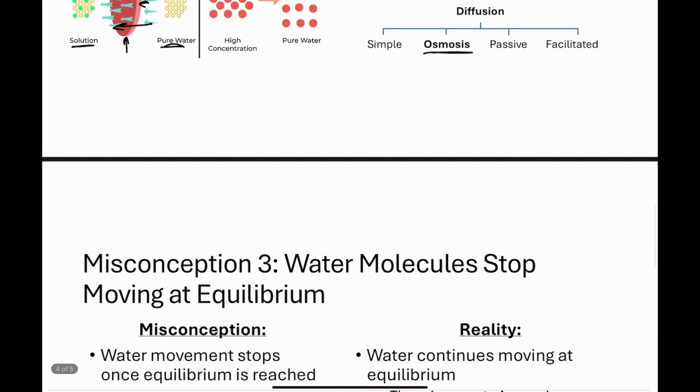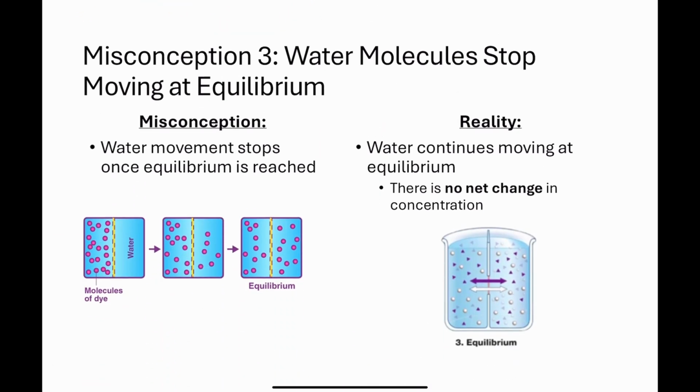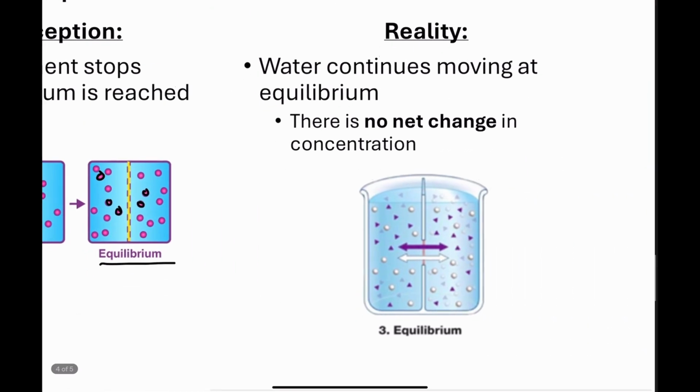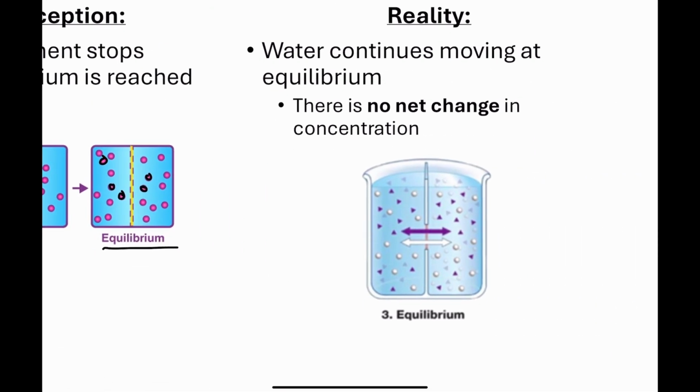So the last misconception that we're going to talk about is that water molecules stop moving at equilibrium. This is actually a common misunderstanding in biology because it's thought that when equilibrium is reached, our water molecules stop moving across a membrane. So it's going to be assumed that the system becomes static once we reach equilibrium, but that's not true. When we look at this figure, we see movement, and eventually we reach equilibrium, and it seems like our molecules are just static in place, that they're not going to be moving back and forth. But in reality, when we do reach equilibrium, our water molecules are going to continue moving and they're going to continue going through these membranes.